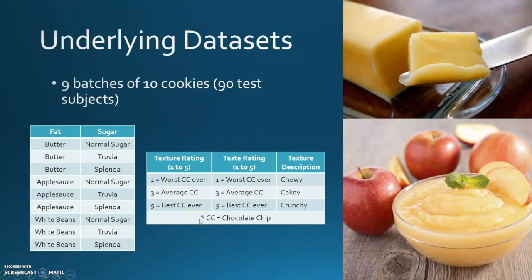And then we made a survey for the people who were eating the cookies to fill out. They looked at the texture rating. They did it on a scale of 1 to 5, so 1 being like the worst chocolate chip cookie that they've ever had, 3 being average, and 5 being best, and they did the same thing for the taste. And then we also asked them to describe the texture, whether it was chewy, cakey, or crunchy, to see if maybe that would factor into our results at all.